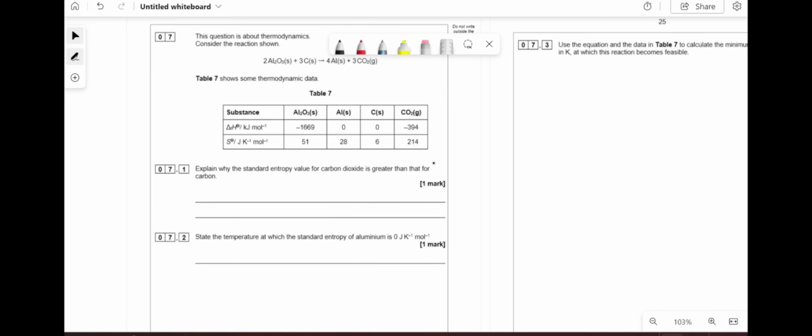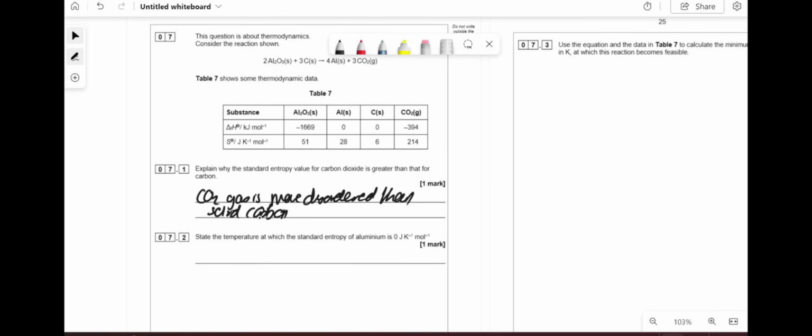It's because CO2 gas is more disordered than solid carbon. So entropy is the measurement of disorder. It's how disorganized something is, how many ways you can spread energy in a system. So solids have very little entropy because the particles are stuck in place, vibrating in situ. Whereas a gas is whizzing around freely, so it has a huge amount of disorder.